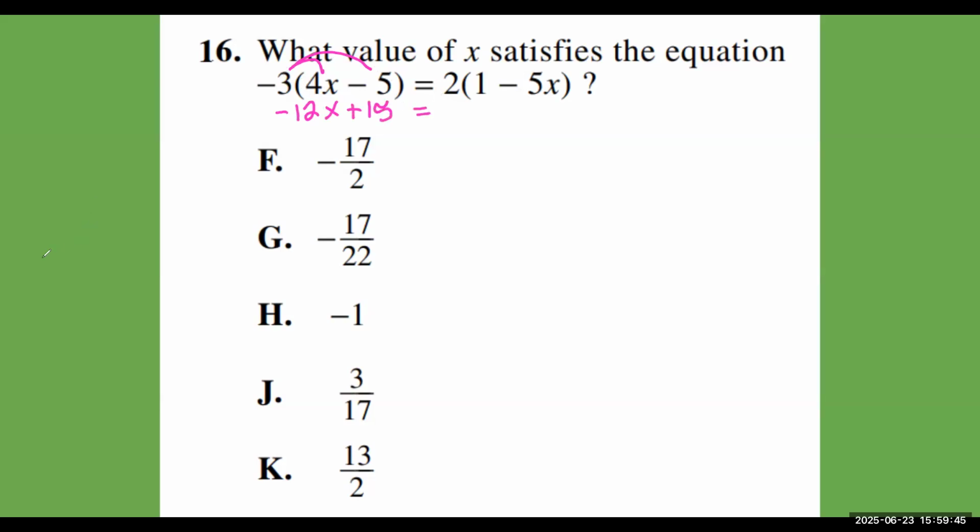And then on this side of my equation, I like to color code things, we're going to be multiplying everything by 2. So we have 2 times 1 gives us 2. 2 times -5 gives negative 10x. Okay, so now I just have negative 12x plus 15 equals 2 minus 10x.